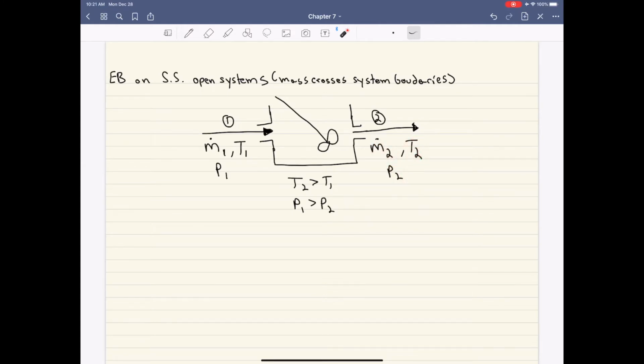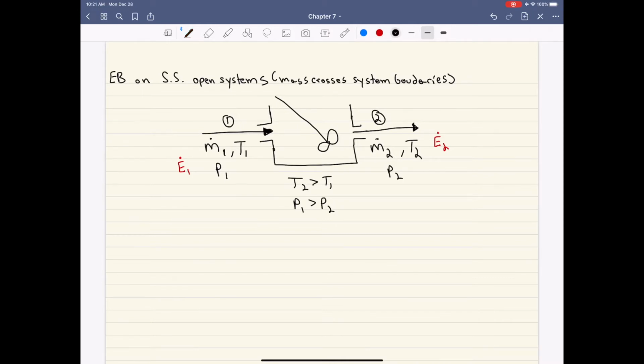I'll say that the temperature of stream 2 is greater than the temperature of stream 1, and then also the pressure of stream 1 is greater than the pressure of stream 2. And so that helps drive the fluid through the process. Those are the typical things that were defined before in various processes. I also want to mention that stream 1 and stream 2 are also going to have energies associated with them. So stream 1, I'll say, has energy 1 in it, and stream 2 has energy 2. We'll go into more detail about what those mean later.